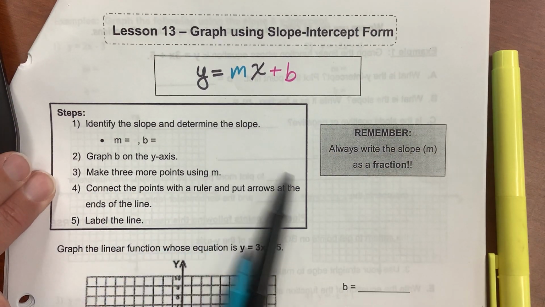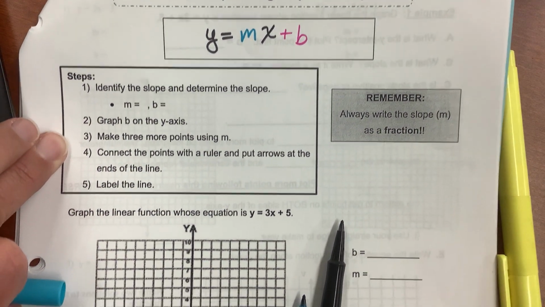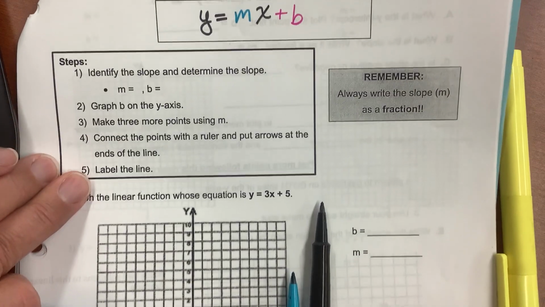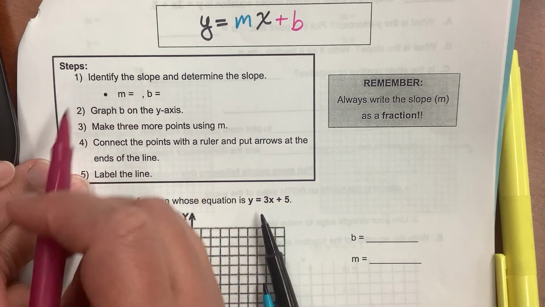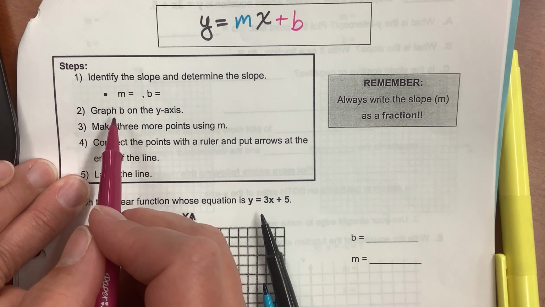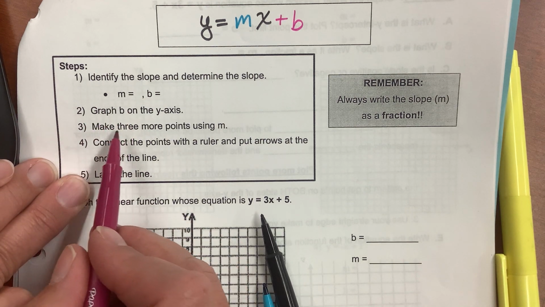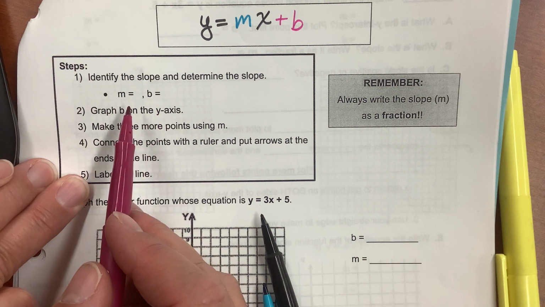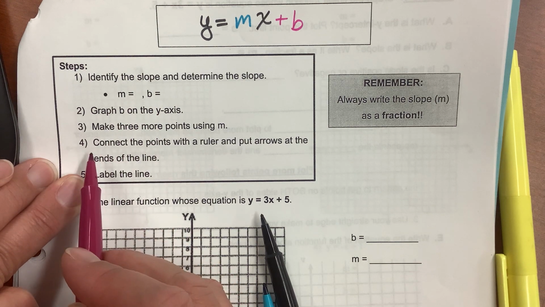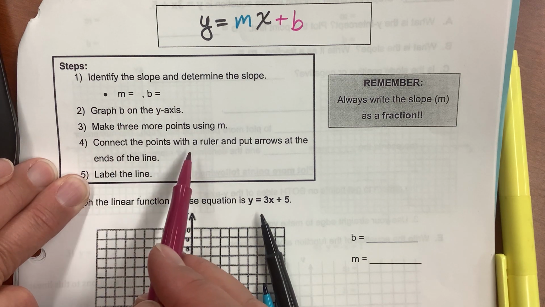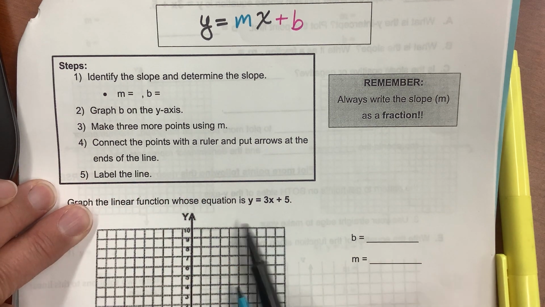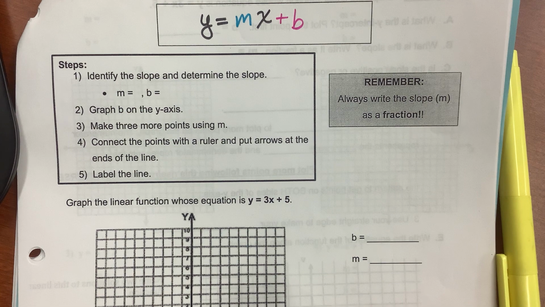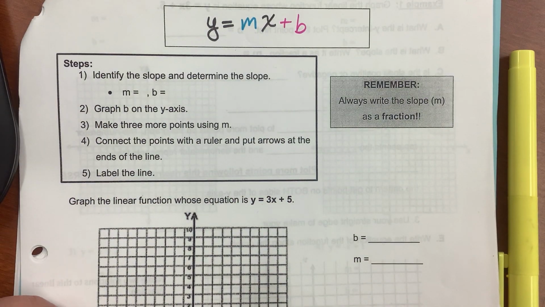So the first thing you need to do if you're going to graph, identify the slope and the y-intercept. You put the slope on first. Then you make 3 more points using the slope, and you connect the points with a ruler and put arrows on the end. And this is the part people forget to do, which is label the line. So let's do this a few times.